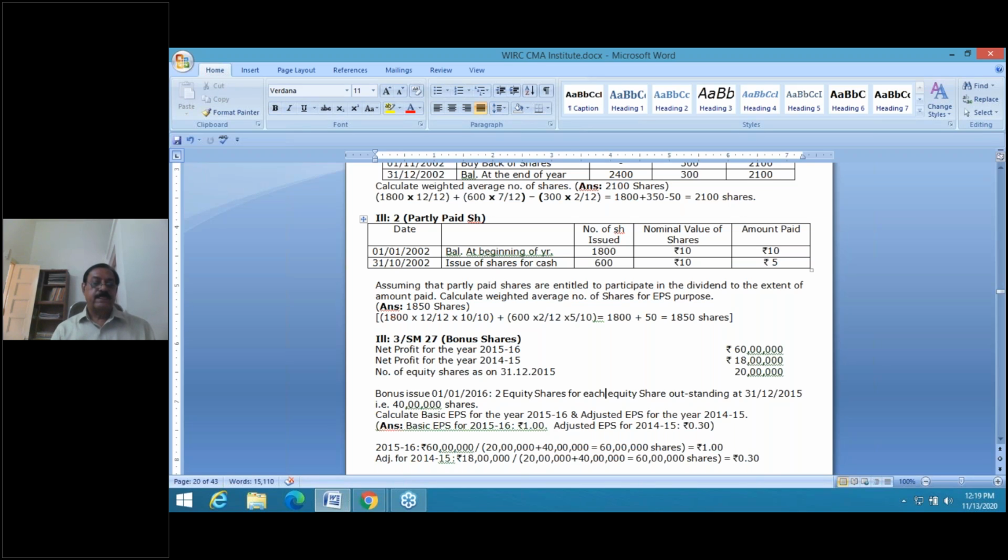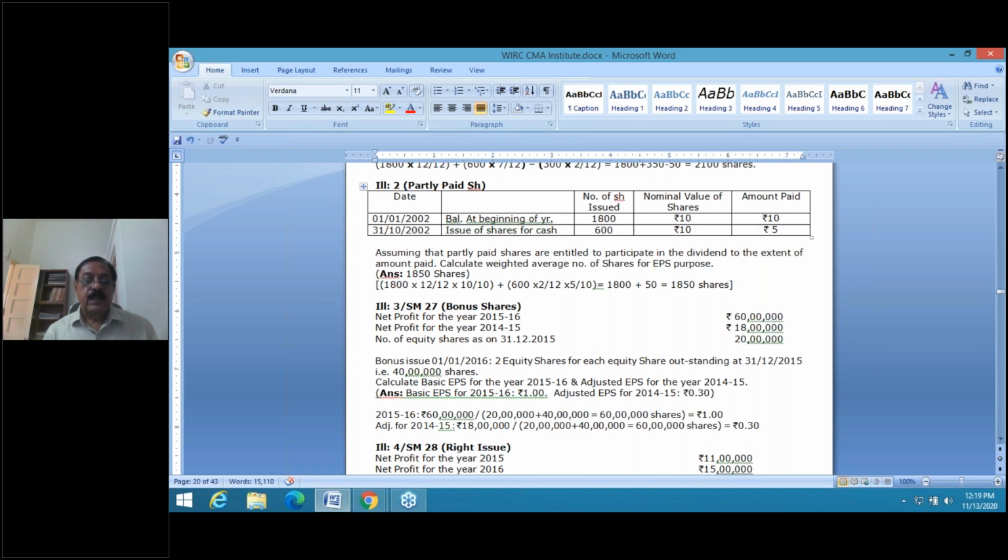Bonus share. So the current year profit is, is it calendar year? No, it is not calendar, it is April to March, because 15-16, 14-15 is written. So 60 lakhs is the current year's profit. Shares up to 31st December were 20 lakhs. Then bonus issue on 1/1/16, 2 equity shares for each equity share outstanding. That is, against 20, 40 lakh shares have been issued as bonus. So in all, after bonus shares, it comes to 60 lakhs. As I said, for bonus shares no fresh resources are received. Money has remained the same constantly. So 60 lakhs profit is generated from the same funds throughout the year.